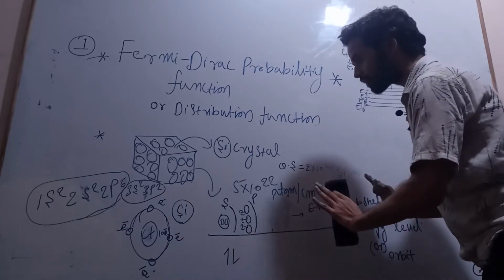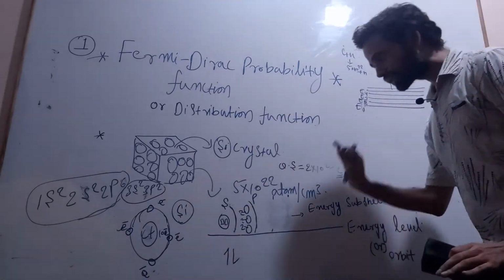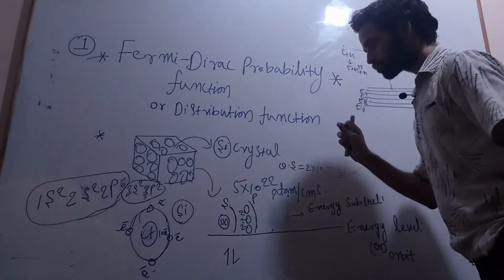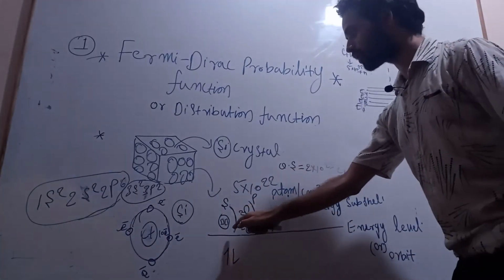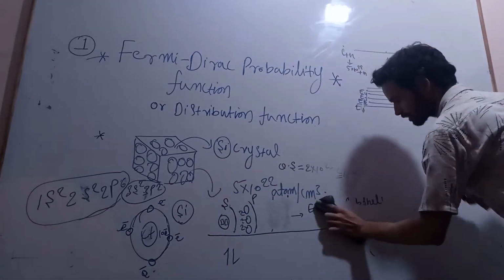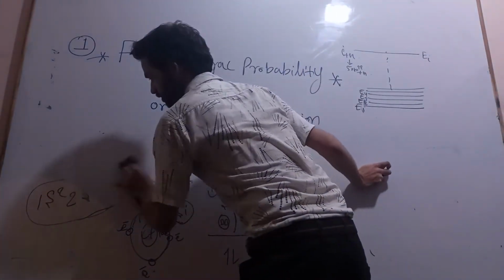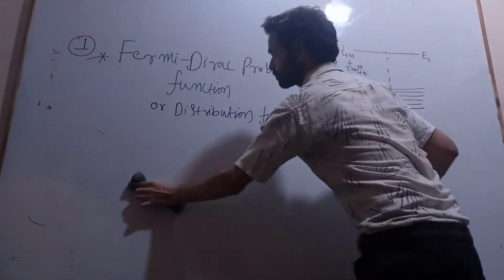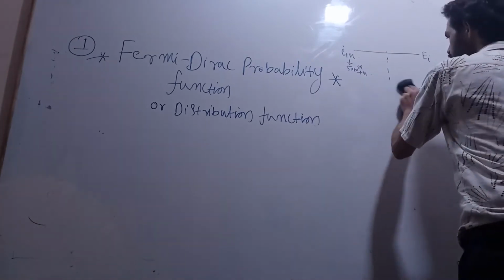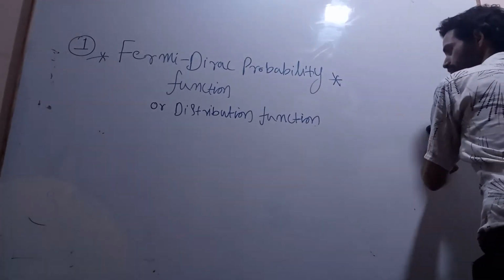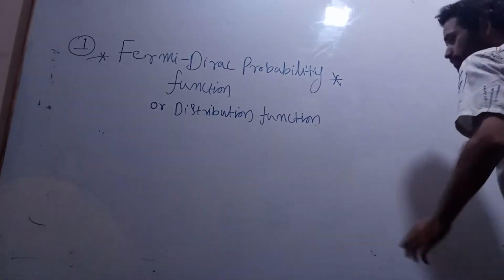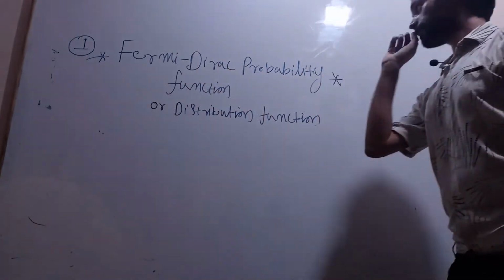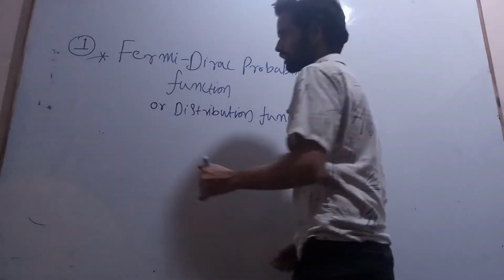Now we are confirmed about what an energy level is, what a quantum state is, what a discrete energy state is, and where the electron is sitting. The electron is sitting inside the quantum state. Now it makes sense to discuss the probability density of the Fermi Dirac probability function. Without discussing this, it would be nonsensical to go directly to the Fermi Dirac probability function.